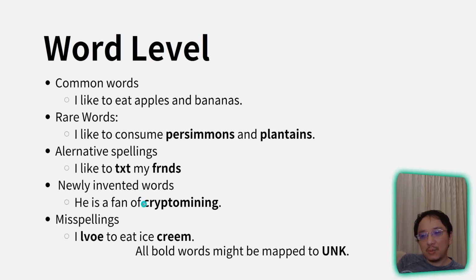Even so, you probably won't understand what exactly it means, though you might have some ideas about what this word might mean. And also in text, people frequently misspell words. Like this one should be love and this one should be cream. Still, people can understand it, but the model cannot, because they will be mapped to unknown.